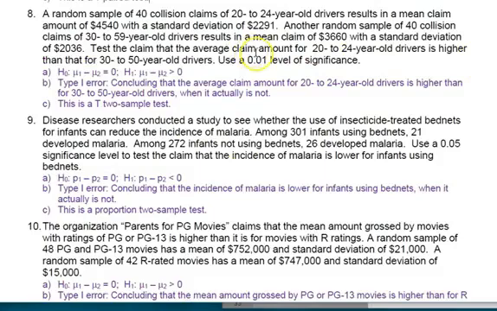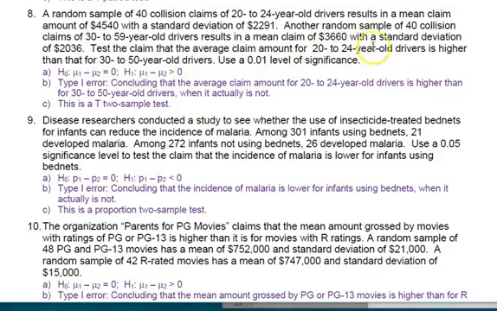For number 8, this time we have 2 different samples. We've got 40 claims from the 20 to 24-year-old drivers, and we've got another 40 claims from the 30 to 59-year-old drivers. We want to test the claim that the average amount for the 20 to 24-year-olds is higher than for the 30 to 50-year-olds. So this time we're talking about two different averages. We've got the average for the younger people and the average for the older people. So we have two different means.